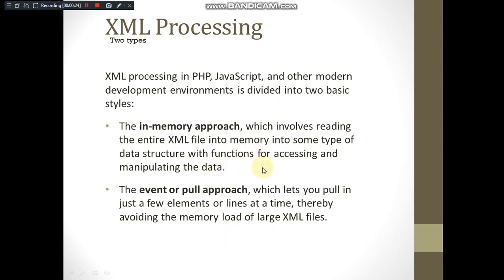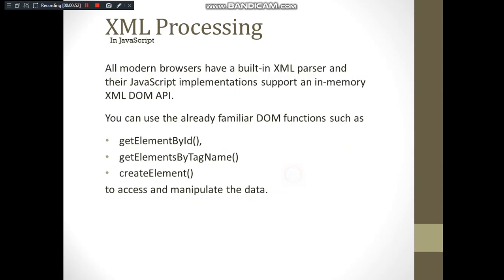In the in-memory approach, we read the entire XML file into memory into some type of data structure, along with functions for accessing and manipulating the data. Whereas in the event or pull approach, we can just pull in a few elements or lines at a time, thereby avoiding the memory load of a large XML file. So the event or pull approach is more preferable, that is, avoiding the memory load of a large file.